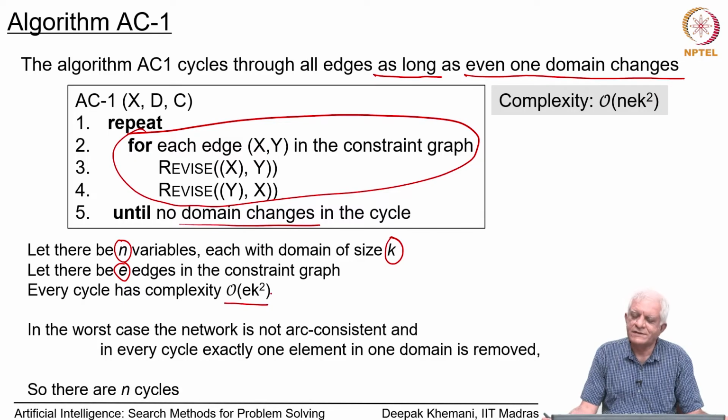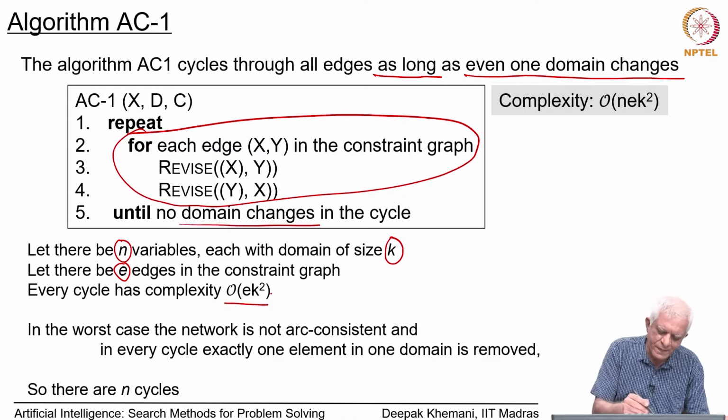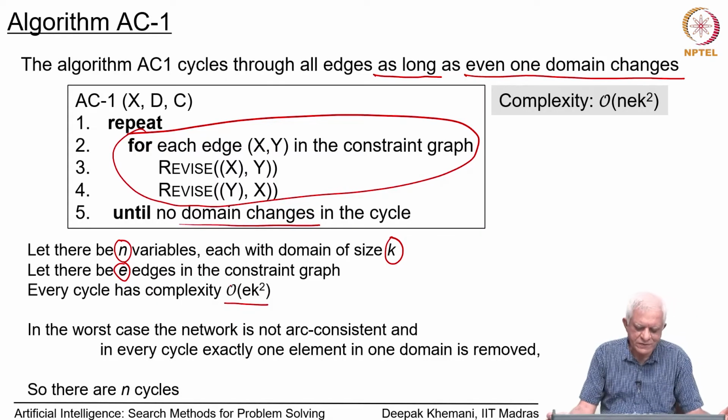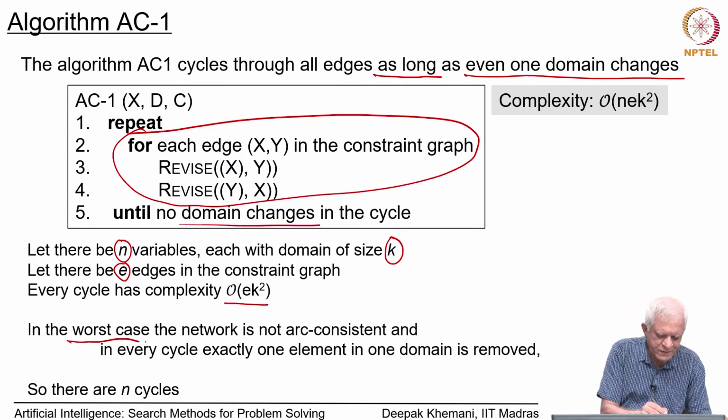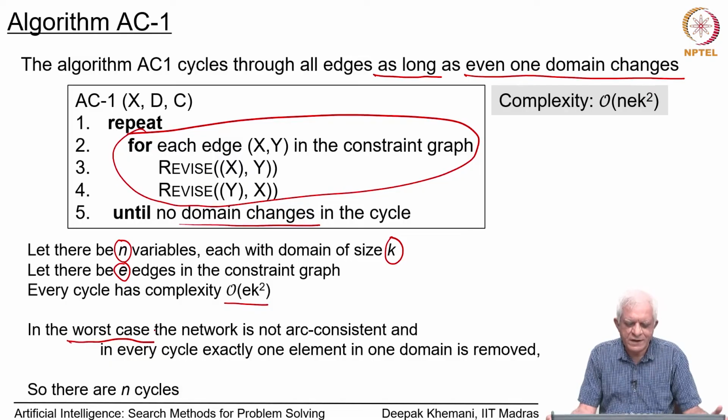So, if you are looking at the first value of x, you look at all the values of y, you do not get a value. Then you look at the second value of x, look at all the values of y. So, you will do this k times, and for every k you will do a k here. So, it is k square, and because there are e edges, it is e k square. Now, we are talking about the worst case of AC1. What is the best case?